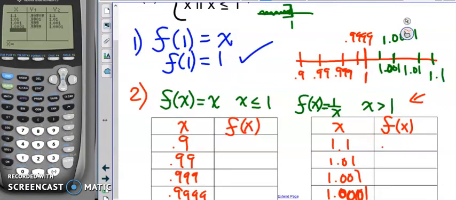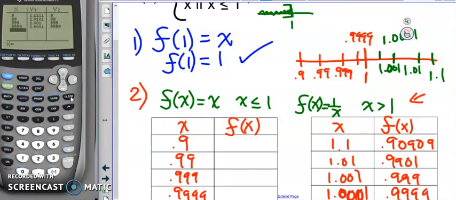So we do 0.90909. Then we have 0.9901. Then we have 0.999, sorry, 3 nines. And then 4 nines, 0.9999. All right, so we're going to put the other points in there for the left side of the graph.